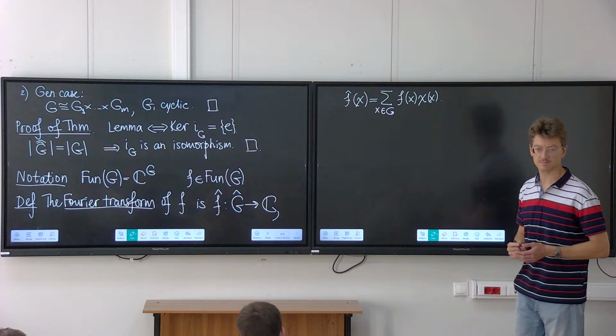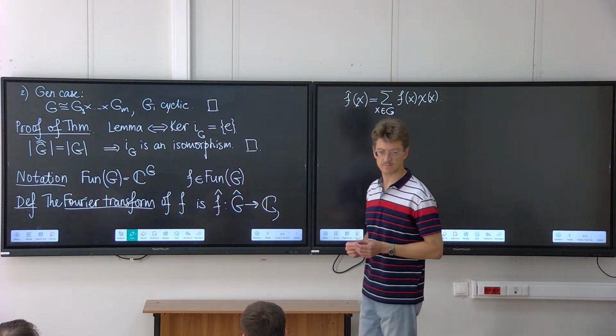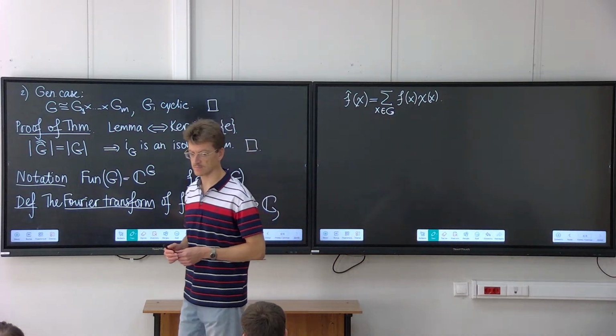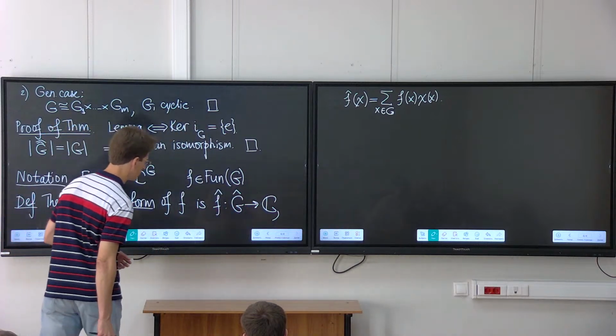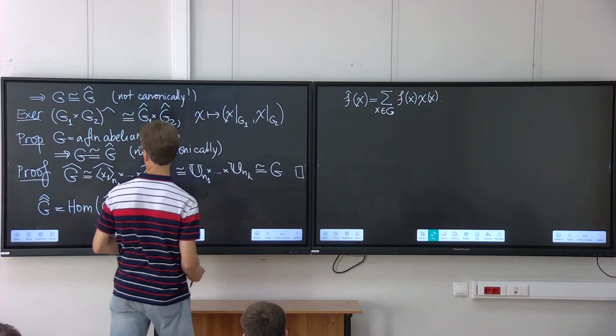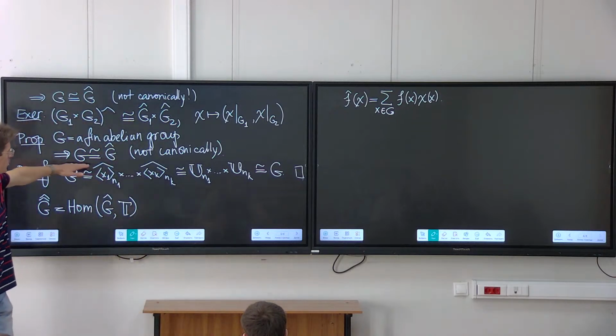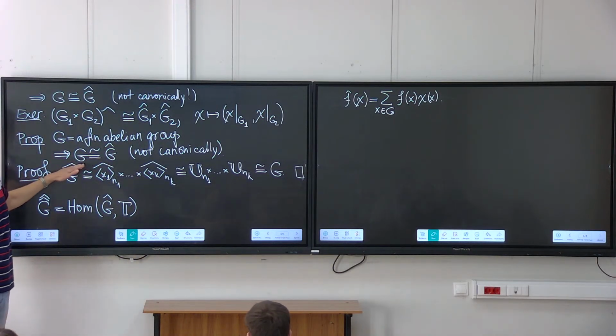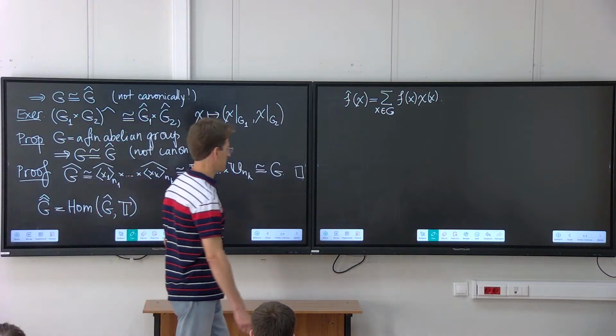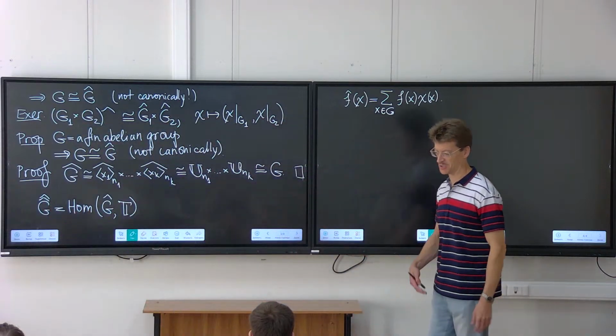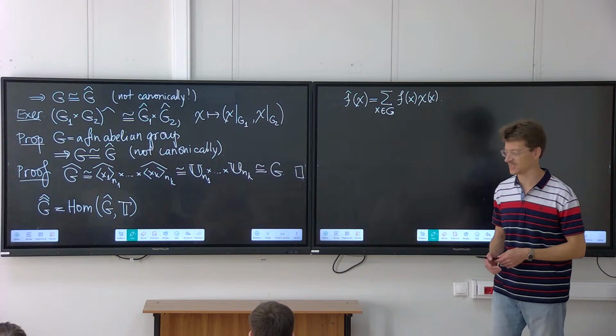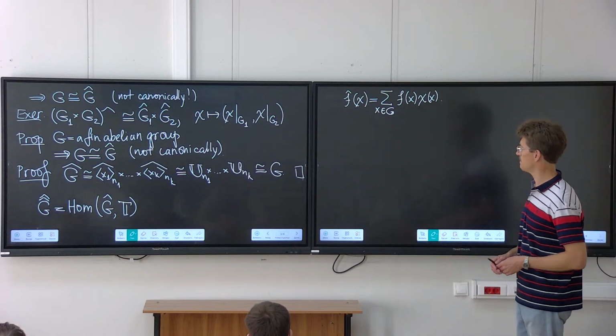Sorry, why is the order of G hat equal to the order of G? Well, we know that these groups are isomorphic, G and G hat. So the order of G is equal to the order of G hat. And the order of G hat is equal to the order of G double hat. So they have the same cardinality, and if you have an injective map between two finite sets of the same cardinality, then this map is bijective.